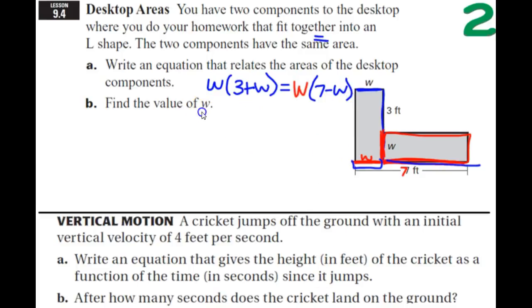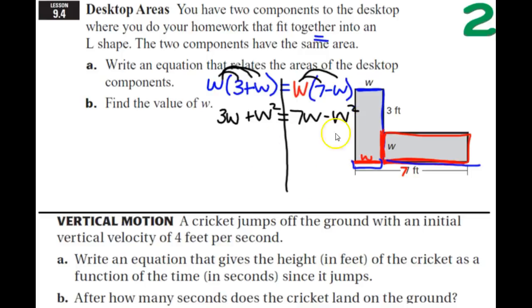So now, in order to find W, we need to start doing some solving. So I'm going to distribute these. W times 3 is 3W. W times W is W squared. Same thing on the other side, distribute here. 7 times W is 7W. W times negative W is negative W squared.